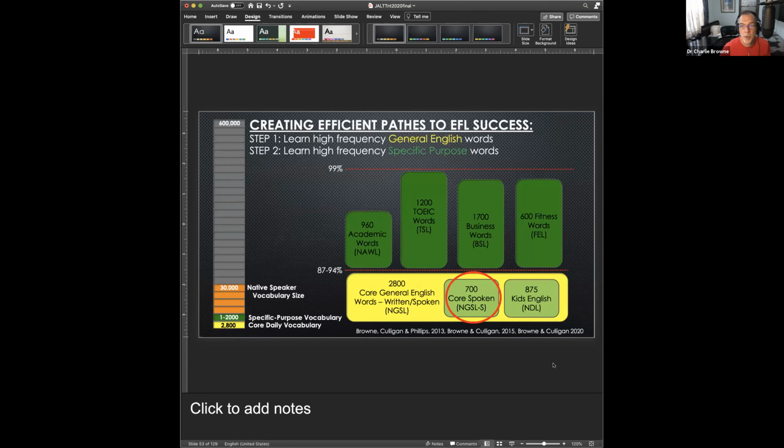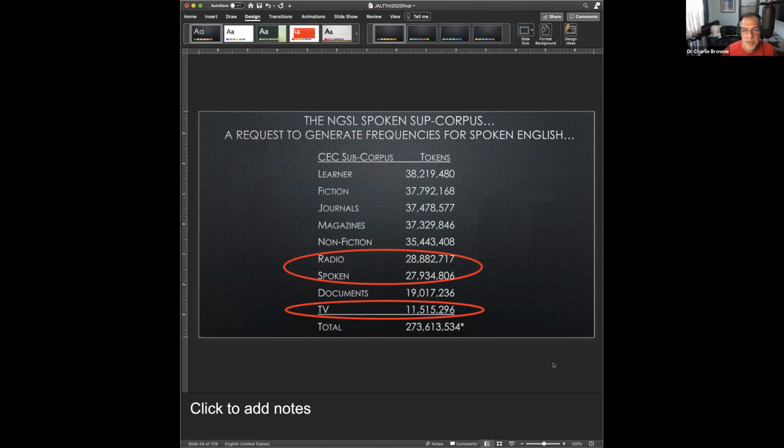We also had a request from a university down in Kyushu. They had a program that was focused on spoken English. And so they said the NGSL was very nice, but they noticed that there were 3 subsections in the NGSL. This is the corpus for the NGSL, 273 million words I showed you before. In those, there's 3 subsections: radio English, unscripted spoken English, and TV English, and they wanted the frequencies for that because their program was focused on spoken English. So we recalculated and published a list known as the NGSL-S, with the S being for spoken.